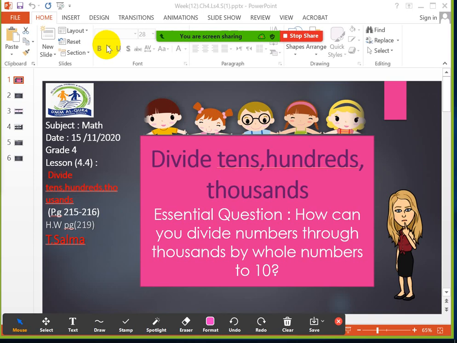Okay, girls, today we will talk about how to divide tens, hundreds, and thousands. We will start after 1 minute. How are you, girls? Hi, everyone. So please open your books on page 215, and we will start after 1 minute, waiting for the others.